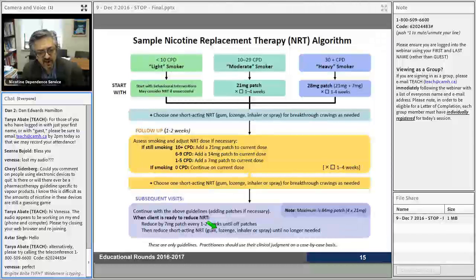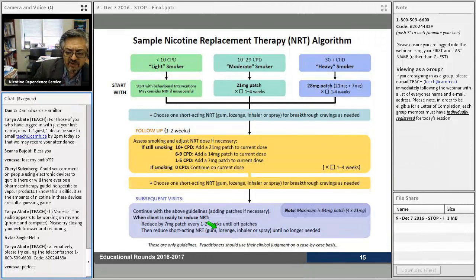So obviously it's one short-acting for breakthrough cravings as needed in addition to the patches. We follow them up and look at what needs to be added, and this is how we titrate up the additional patches if the person is still smoking. If they're smoking 10 or more cigarettes, we'll add another 21 milligram patch. If they're 6 to 9, we'll stay with the 14, and if it's 1 to 5, we'll add a 7 milligram. We may choose a short-acting in addition to that, and reassess them in 1 to 4 weeks. And again, this is off-label.